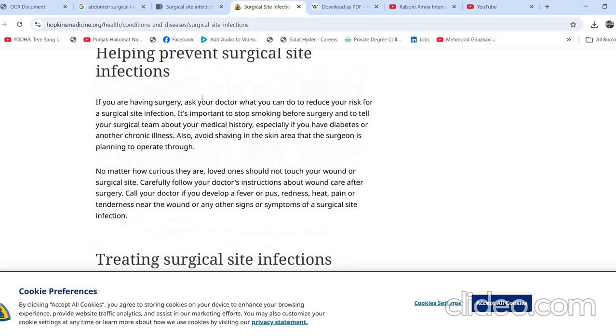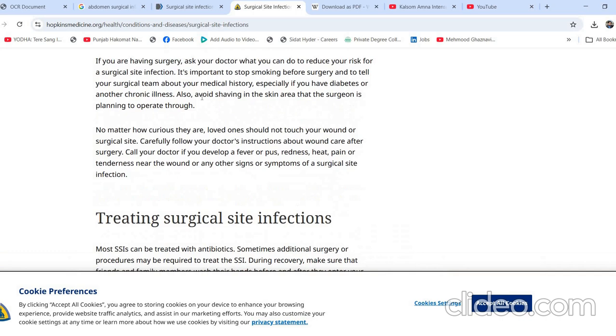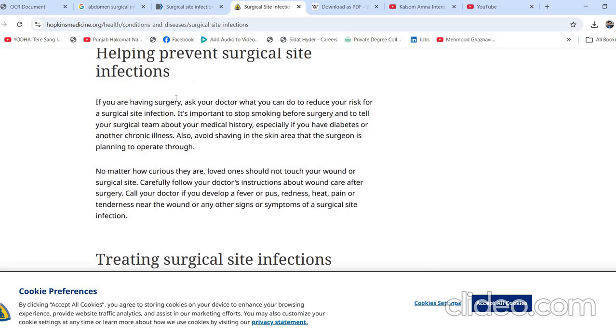Treating surgical site infection. Helping prevent surgical site infection: doctors reduce the risk for surgical site infection. It is important to stop smoking before surgery and to tell your surgical team about your medical history, especially if you have diabetes or other chronic illness.